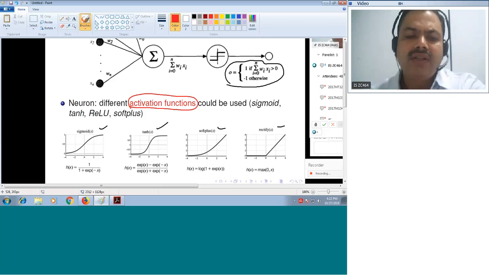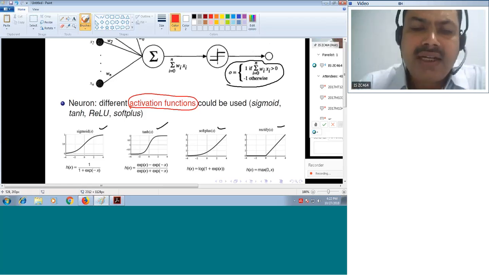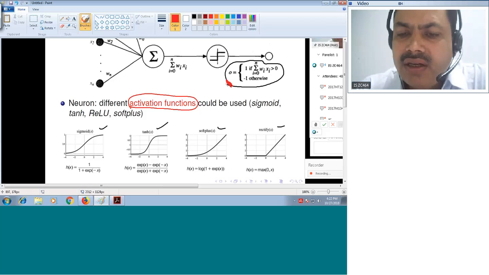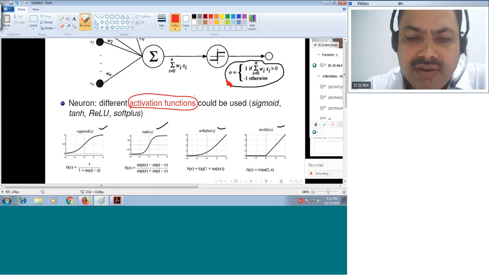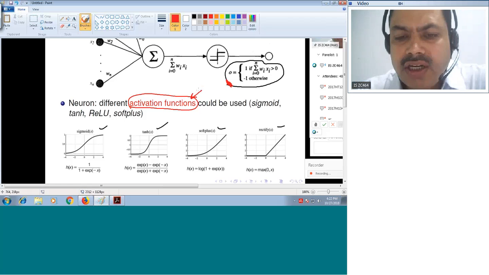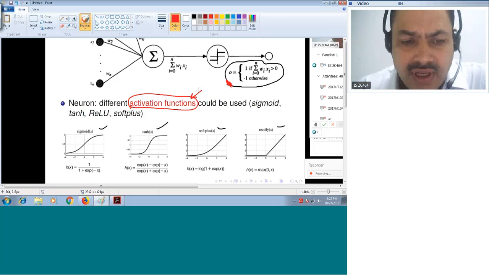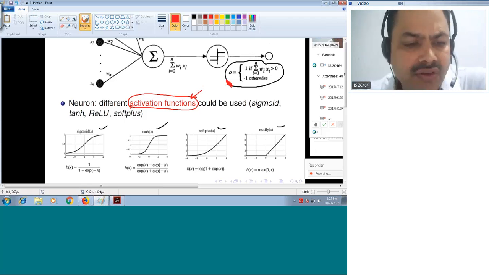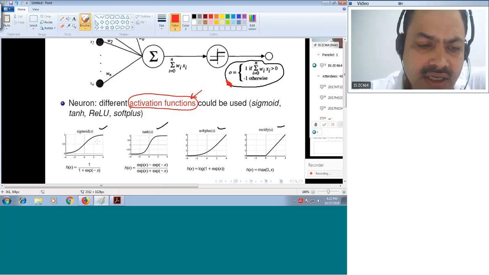So it is better to use an activation function, because otherwise it is less able to learn. If you use an activation function, its representation power is more. That is one thing. And once we understood that we should use some activation function, then which function? The sigmoid function is the first function of our choice.